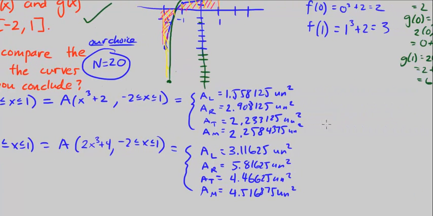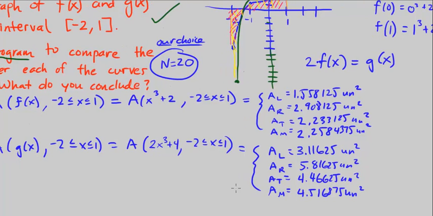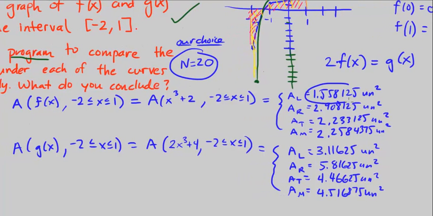What do you conclude? Well, remember f of x times 2 is g of x, right? That was how it's defined. It's just going to be g of x is transformed using a vertical stretch. But what do you notice here? The area under f of x, right, is smaller. Using left endpoint rectangles, it's 1.558125. And the area under g of x is 3.11625.